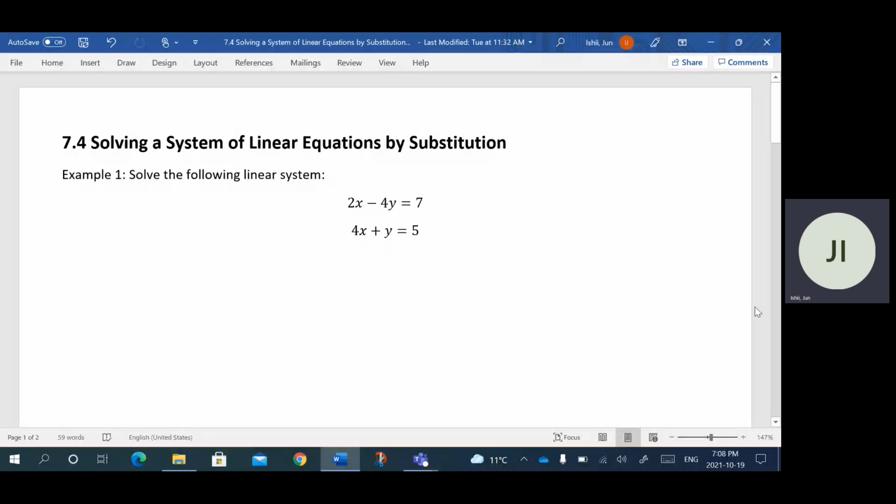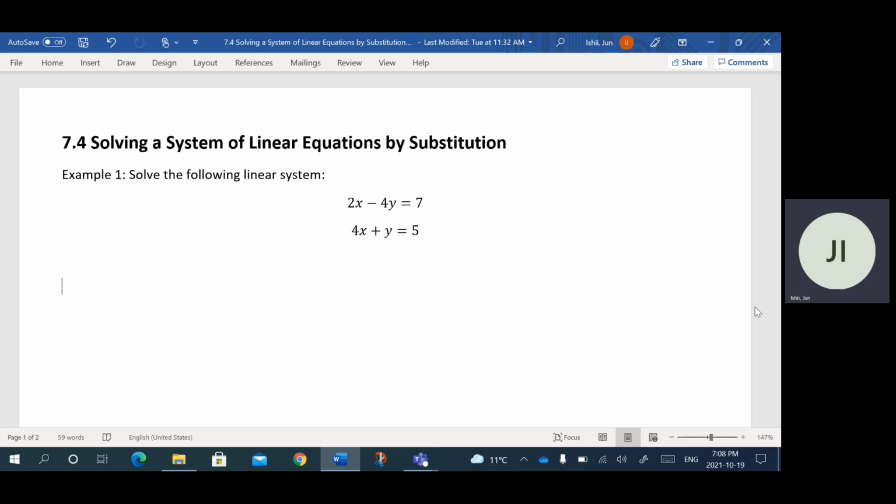All right, so in this next lesson, we're going to be solving a system of linear equations, but this time we're going to use a method called substitution. In the previous lesson, we solved a system by graphing. That was a visual method where we'd graph one of the lines, graph the other line, and where they intersect would be the solution, to visually give you the solution.